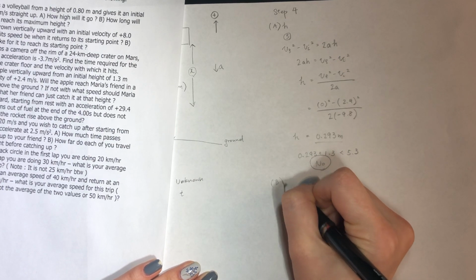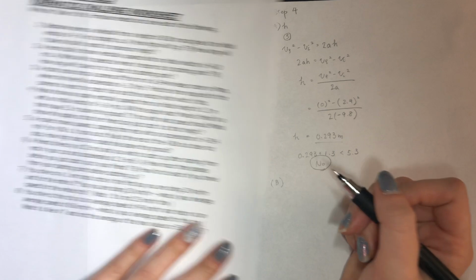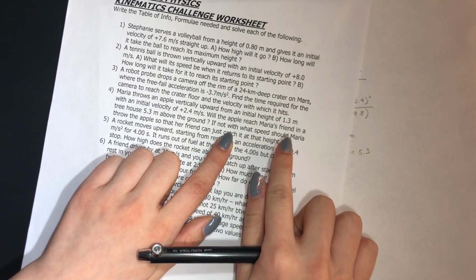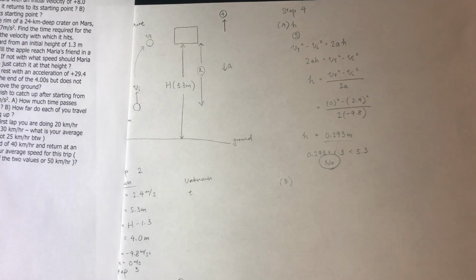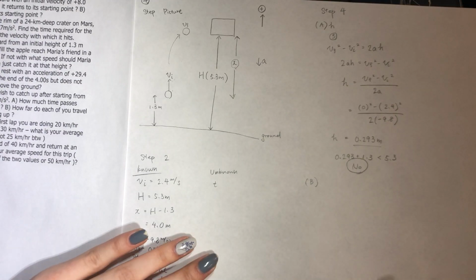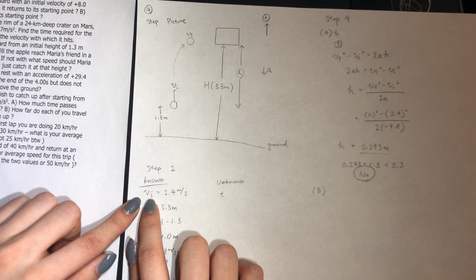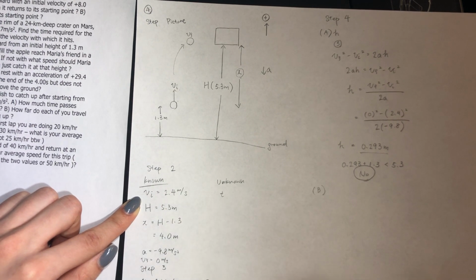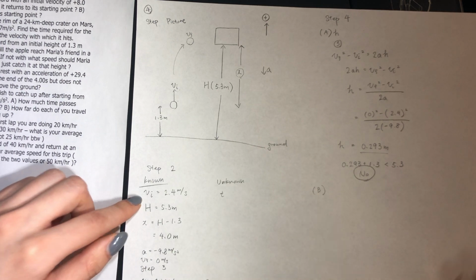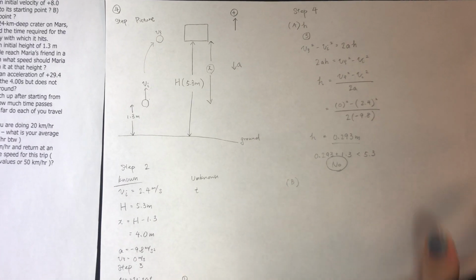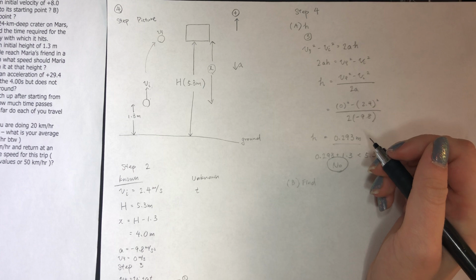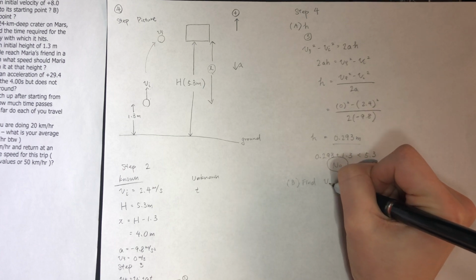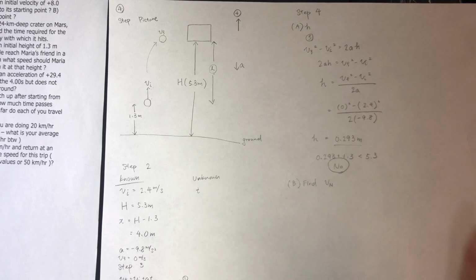Now let's look at part B. Okay, now, if not, with what speed should Maria throw the apple so that her friend can catch it just at that height? So what are we changing? What does that mean? That means our V initial is changing. It's no longer going to be 2.4 because that's what we're going to change when we want to throw the ball up. So I'm going to call this new V, V capital N, as in new.